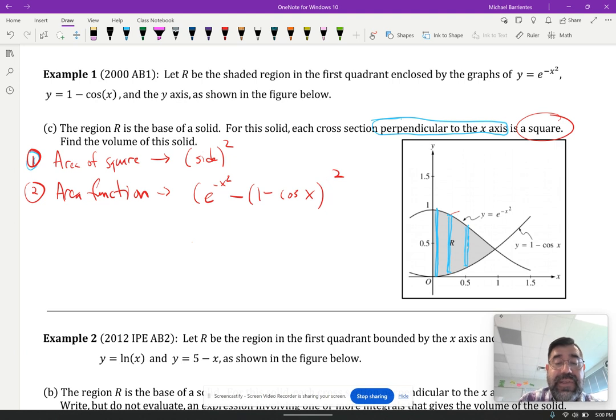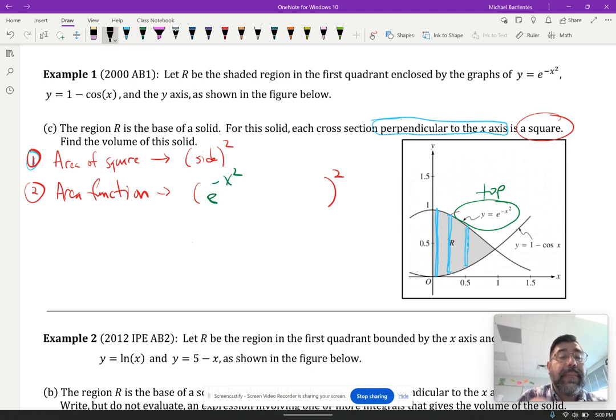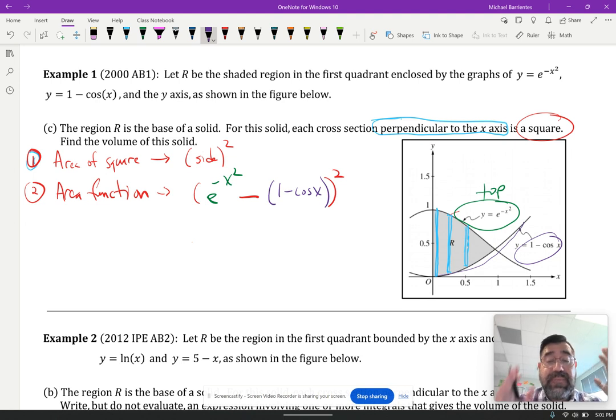Maybe I should do this in a different color so that you can see how I'm getting this. This is my top function, so that's going to go first, minus this, my bottom function, so that's going to go second. Notice how I'm putting it in parentheses because I have two terms and I'm subtracting. I could also write it as minus 1 plus cosine x and simplify it a little bit, but I'm just going to put them in the way they're written so that you can see how I set this up.